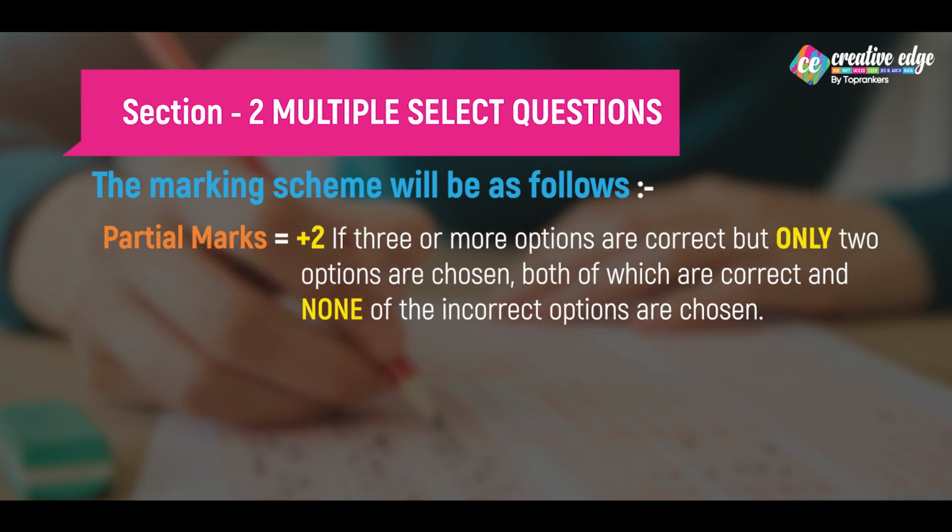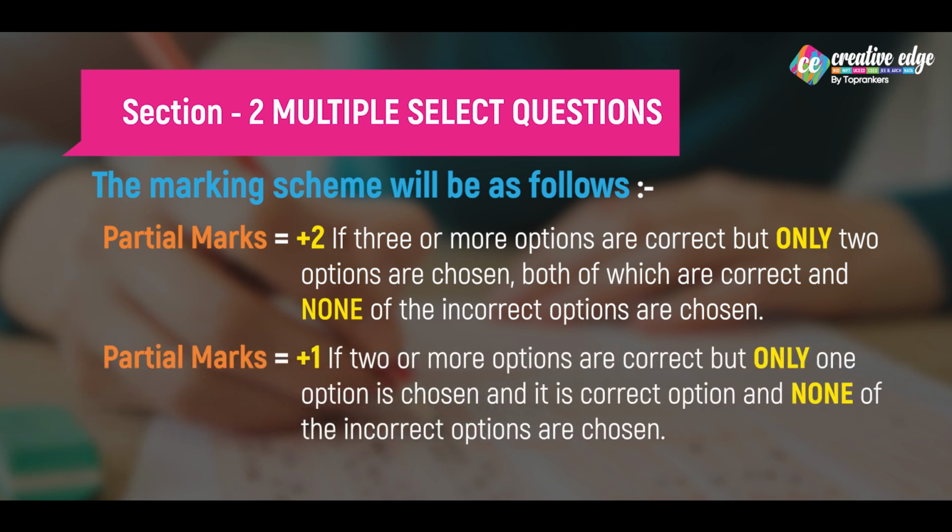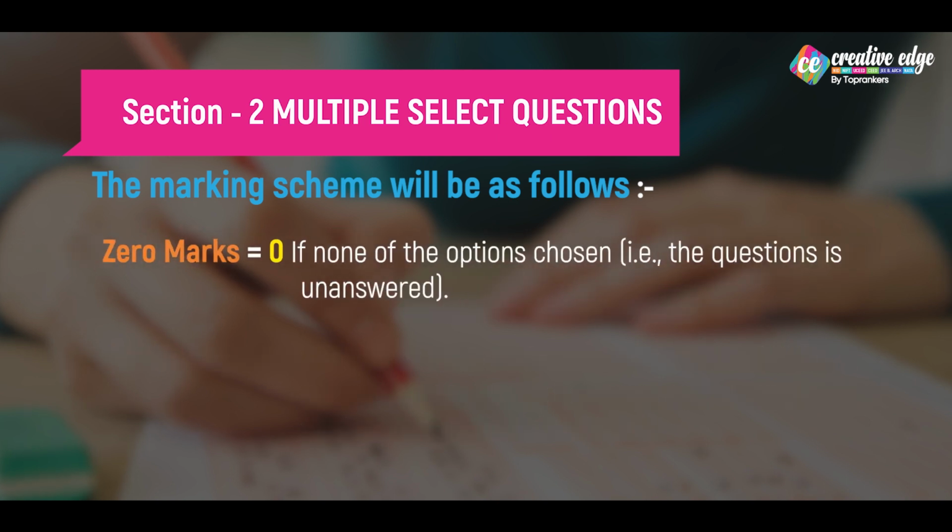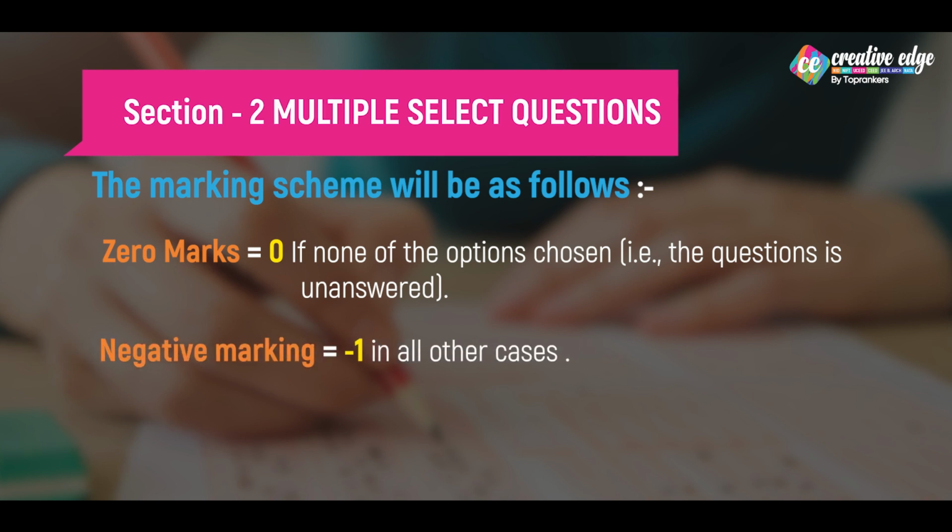If 3 or more options are correct but only 2 options are chosen, both of which are correct and none of the incorrect options are chosen, in that case you will be rewarded partial marks 2. You will be rewarded partial mark 1 if 2 or more options are correct but only 1 option is chosen and it is a correct option and none of the incorrect options are chosen. Guys, if none of the options is chosen, the question is unanswered, then you will be given 0 marks, and negative marking of -1 in all the other cases.